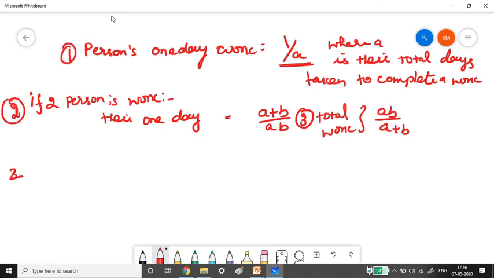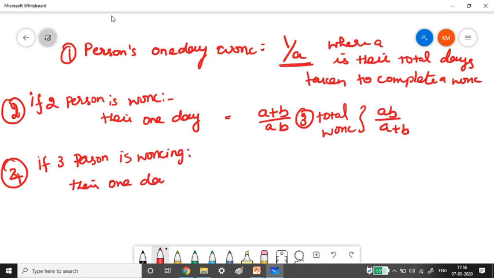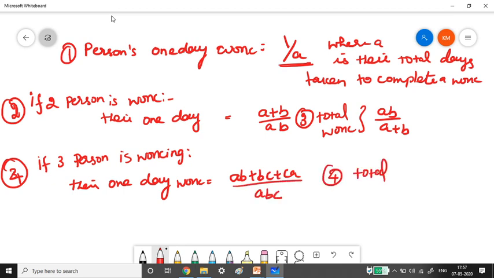Now the next formula is if 3 persons are working. Their 1 day work is equal to (AB + BC + CA) divided by ABC, and the total work can be completed in ABC divided by (AB + BC + CA), which is the inverse of the 1 day work. So this is the formula. You can just copy it, and whenever you encounter this kind of problem, you can plug in the values and solve it.